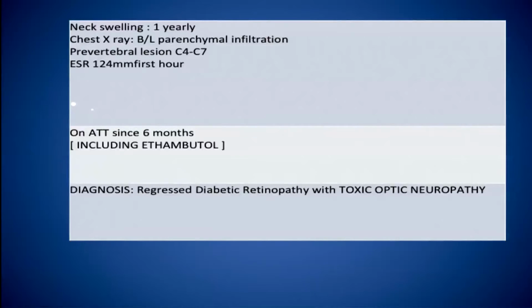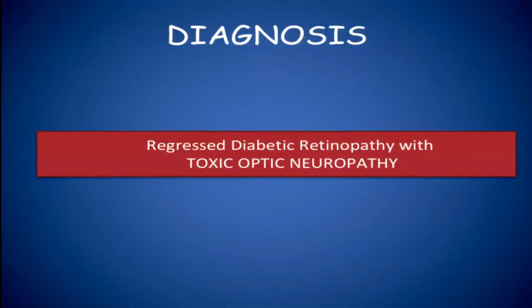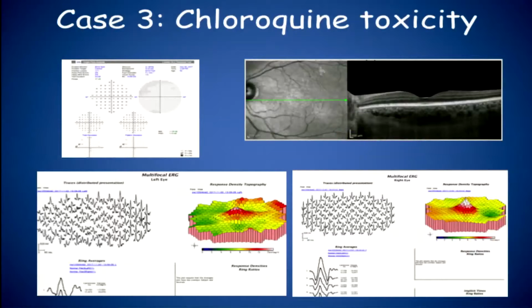She gave all the history, the malaria some years back that she had, but she did not talk about tuberculosis, and she was on ATT. So many times what happens, there are associated conditions like diabetic retinopathy, cataract, and this gets completely missed out, and the patient continues to take ATT, that is ethambutol, and loses vision completely. So this patient had basically regressed diabetic retinopathy with toxic optic neuropathy. So VEP was the test which clinched the diagnosis because it was bilateral, and RAPD was not there.